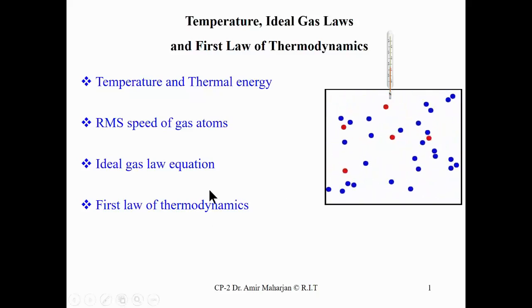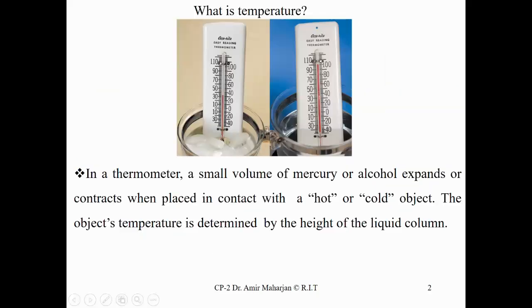First of all, to get started, we will begin with defining the temperature. So what is temperature? First, how do we measure the temperature? Traditionally, we measure the temperature using a thermometer, right? In a thermometer, we use a small volume of mercury or alcohol that can expand very quickly. It expands or contracts when placed in contact with a given object, hot or cold. The object's temperature is then determined by the height of the liquid column. That's how we measure the temperature.